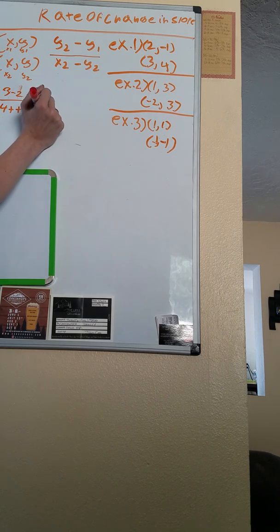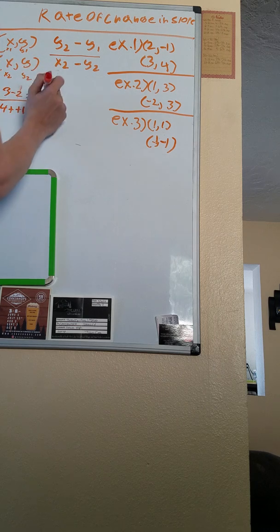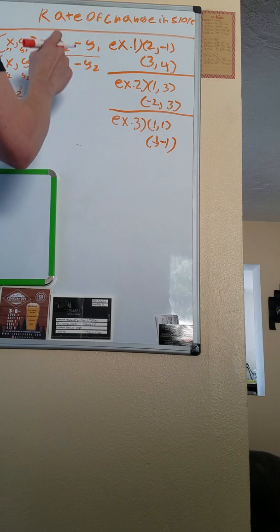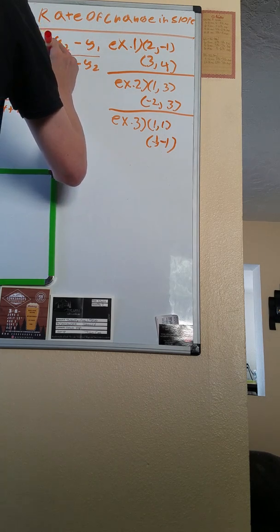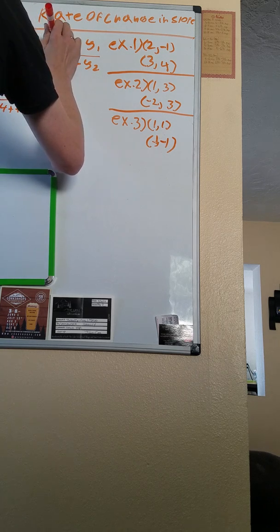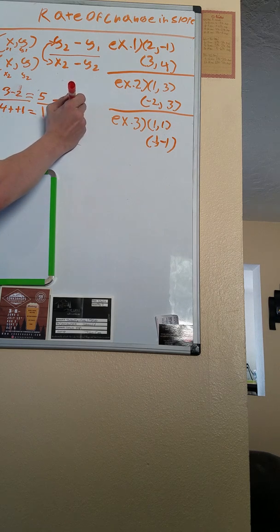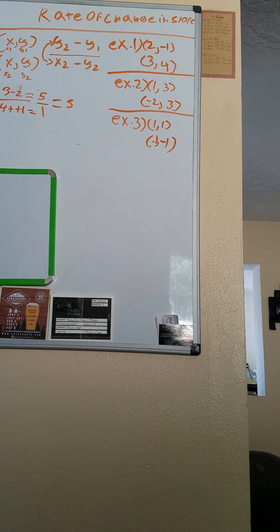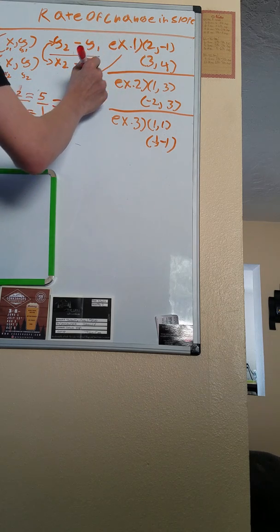This is going to be 5. So it's going to be 5 over 1. It should be x over y. So they're going to have 5 over 1, which is also now equal to 5. So now that is the answer to example 1.